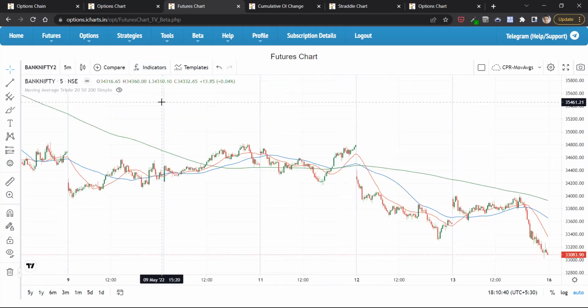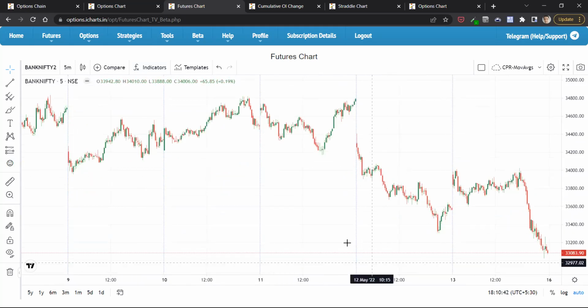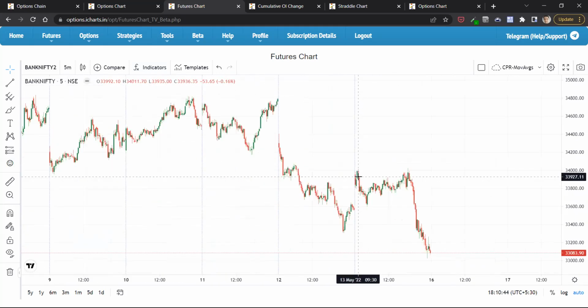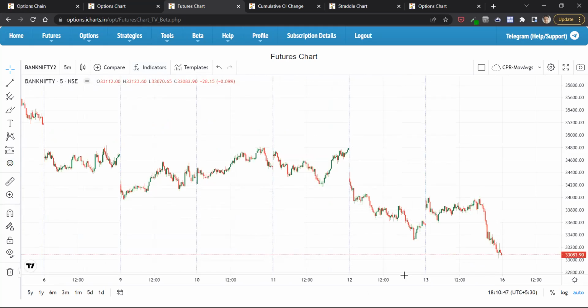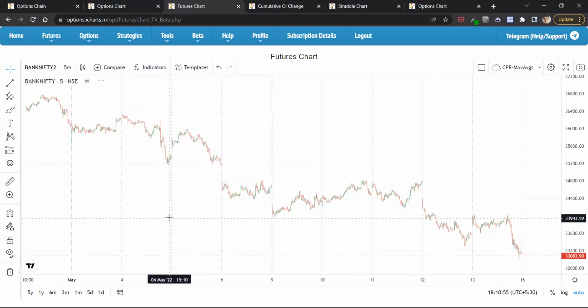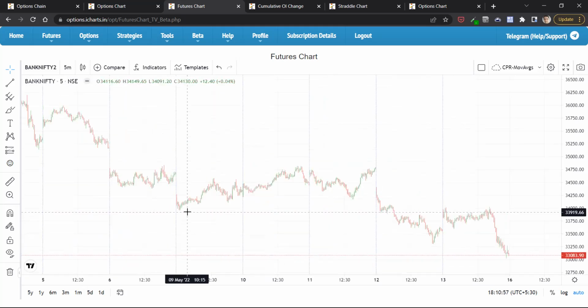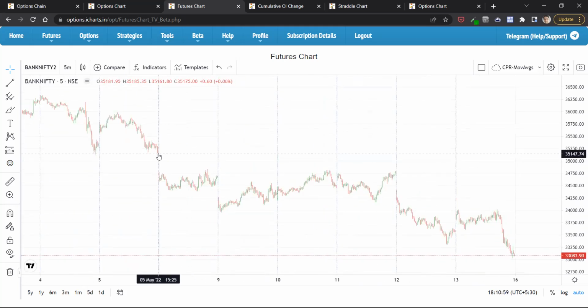But here, if you want to plot from the last expiry on the futures chart, you can. So when was the last one? 12th. So the 12th, you can plot it from here, or before that, when was it? 5th. So you can plot it from this point, or the 6th, this point, AVWAP. You can do that.